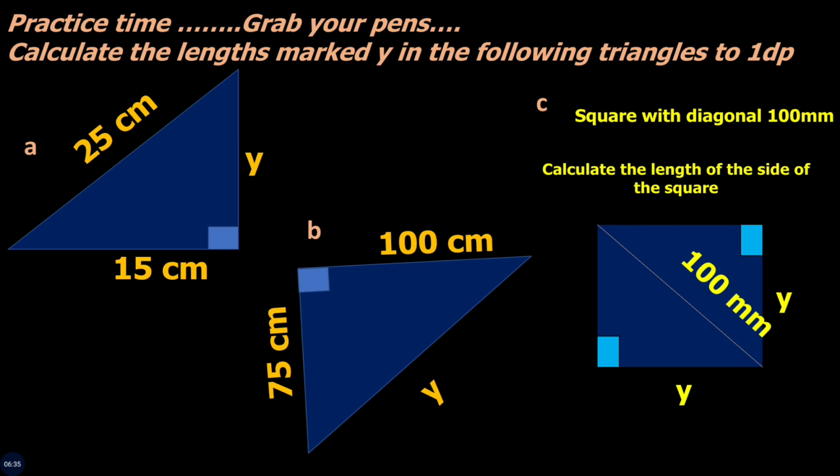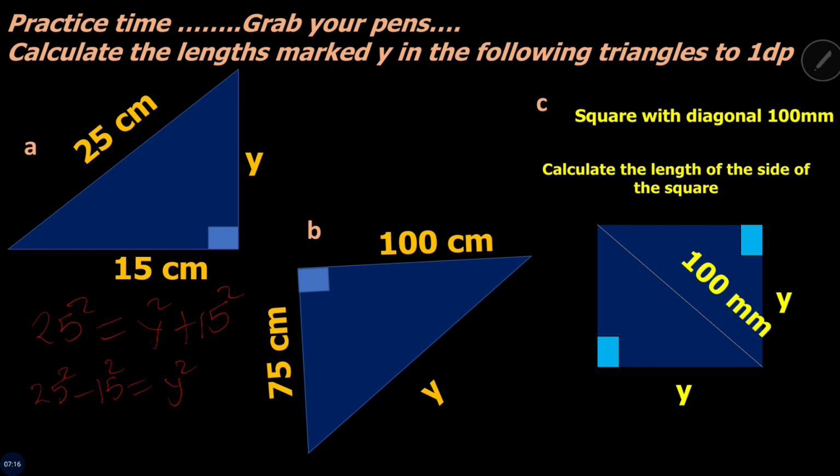Okay, here are the solutions. Triangle A, the hypotenuse is 25, the perpendicular sides are 15 and y. Applying the theorem of Pythagoras, 25 squared equals y squared plus 15 squared. We need to subtract 15 squared on both sides to leave the y squared alone. So 25 squared minus 15 squared is now equal to y squared.